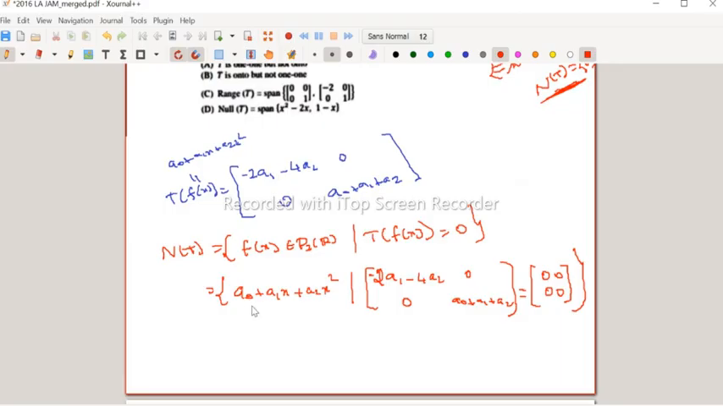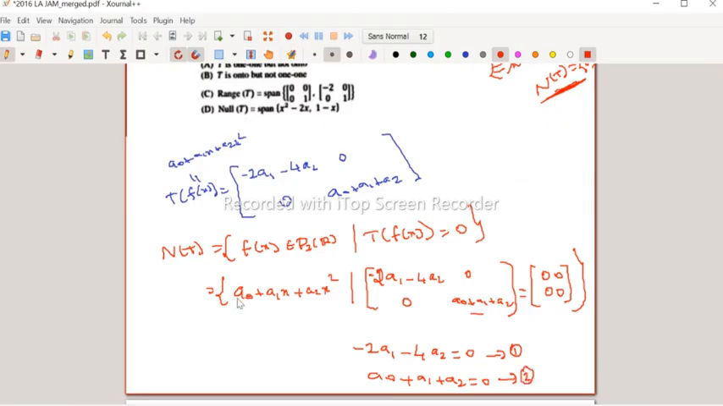So the set of all polynomials a0 + a1x + a2x² such that they satisfy this condition. That means what? Two matrices are equal means what? The corresponding entries are equal. That is the first entry, minus 2a1 minus 4a2, should be 0. And then the last entry only contains the unknowns, all others are 0. The next one is a0 + a1 + a2 equal to 0. Now we get two equations. We call this equation 1 and this equation 2.